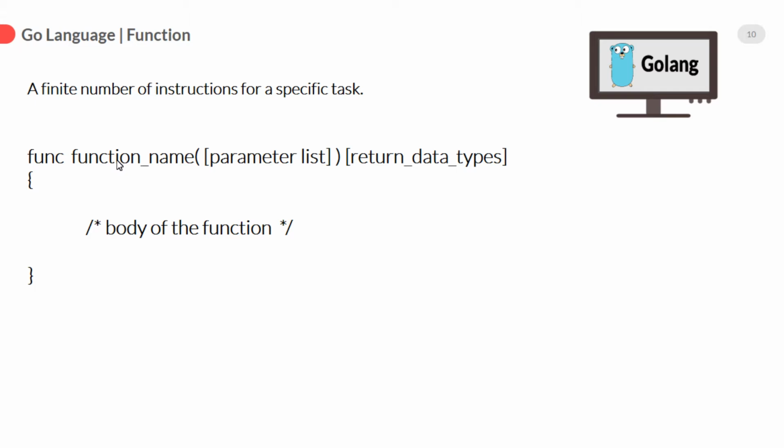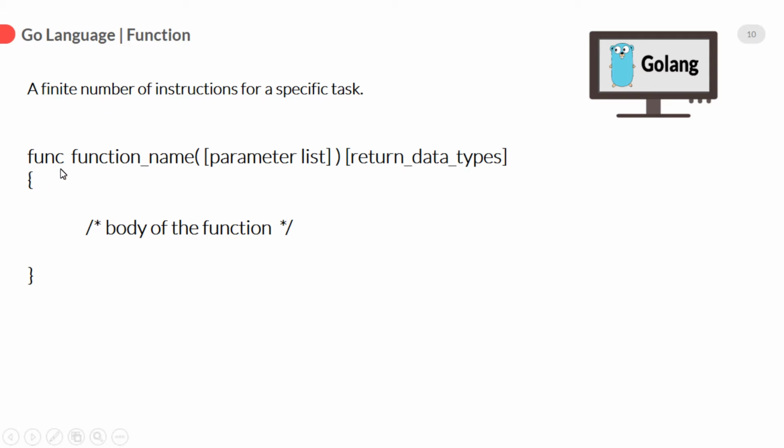The Go library also provides predefined functions. Println is a predefined function used to print a message on the screen. Functions are also known as subroutine or method or subprogram.